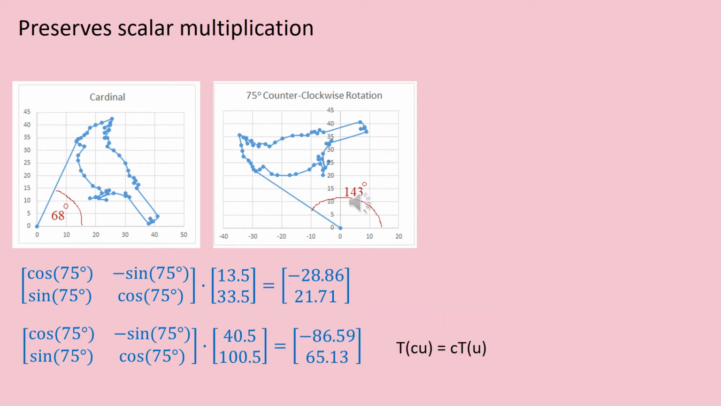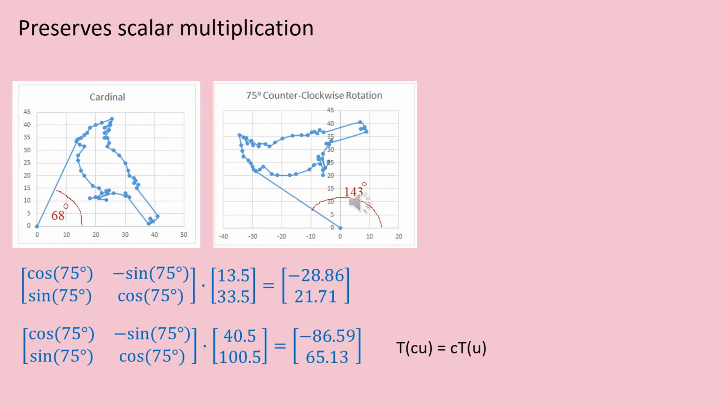Now let's see if our 75-degree counterclockwise rotation preserves scalar multiplication. I'm going to use my same point, x 13.5, y 33.5. It's the point on the tip of the bird. And again, its coordinates after the transformation are negative 28.86 for x, 21.71 for y. If I multiply 13.5 and 33.5 by 3, I get 40.5 for x and 100.5 for y.